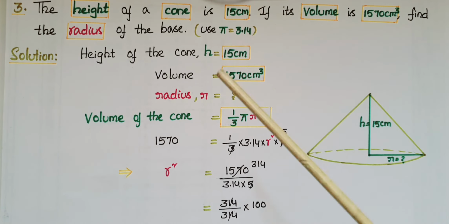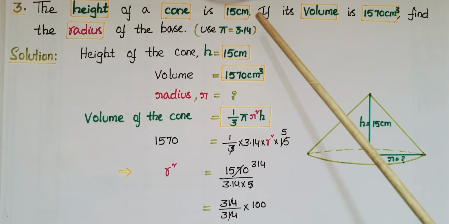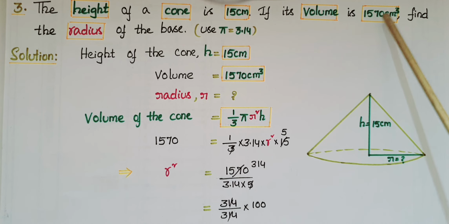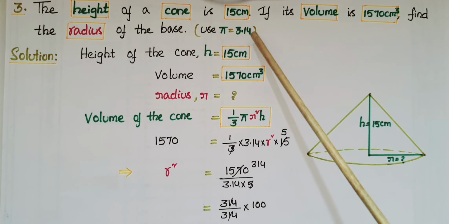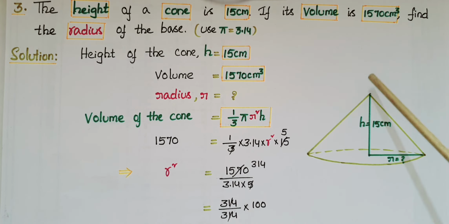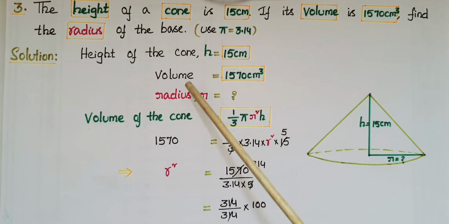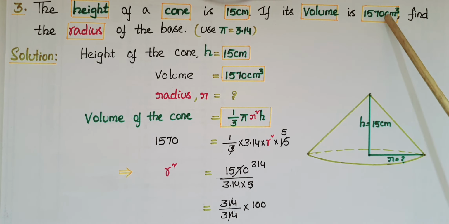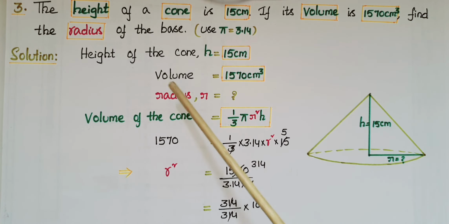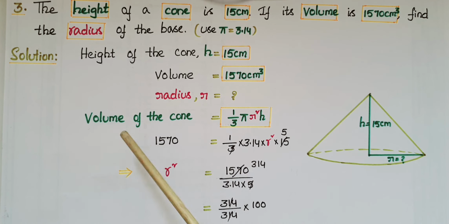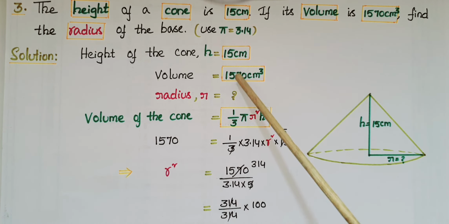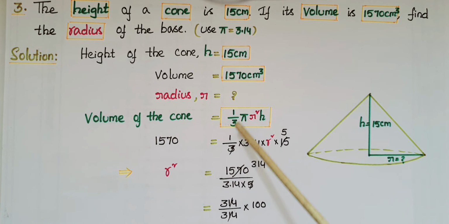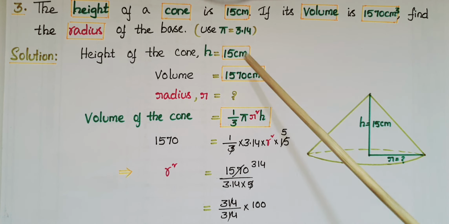This is the third problem. The height of a cone is 15 centimeters. If its volume is 1570 centimeter cube, find the radius of the base. Use pi value as 3.14. Here height of the cone h is given, that is 15 centimeters, and volume is also given, that is 1570 centimeter cube, and we have to find the radius of the base. Volume of the cone, we know, is 1/3 pi r square h. So this value is given, that is 1570 is equal to 1 by 3 into pi value 3.14 into r square into h value 15.